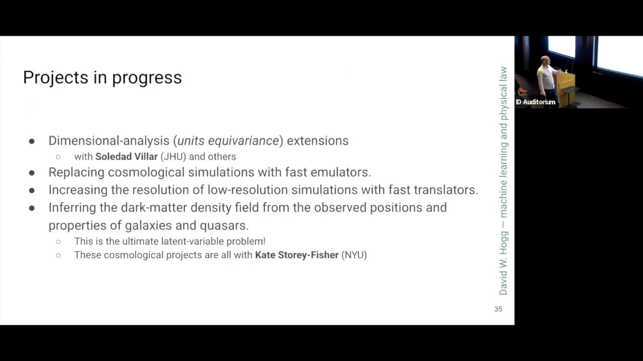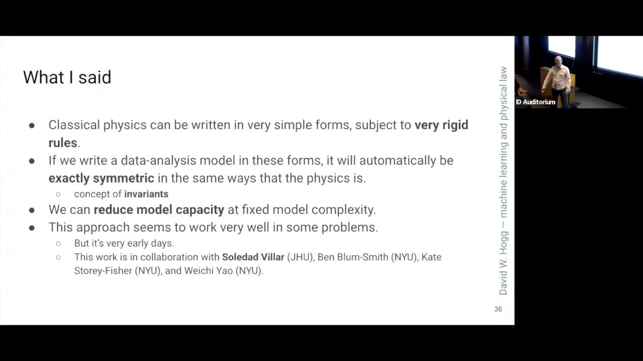Okay, good. Projects and questions. The things that we're working on, and many of these are with Kate Storey-Fisher, who's over there somewhere, are cosmological applications, because cosmological applications are ones where we really think the symmetries are exact. And oh, by the way, the first time I ever interacted with statisticians years and years ago, I was a wee proto-astronomer, and I was explaining to them that we want to find the dark matter. We see the galaxies and we want to map all of the dark matter. And one of them said, that is the ultimate latent variable problem. That stuck with me all these years, and I have no idea who said that. Good, and that's what I said. I'm done. Thank you.